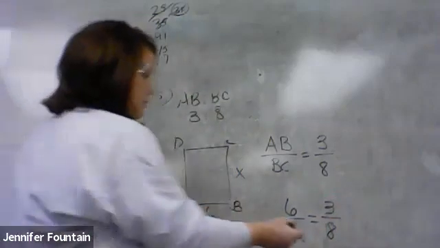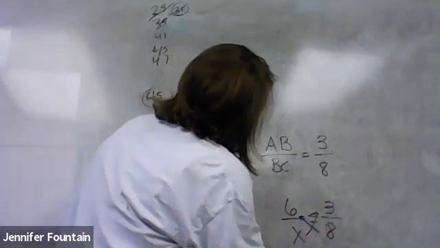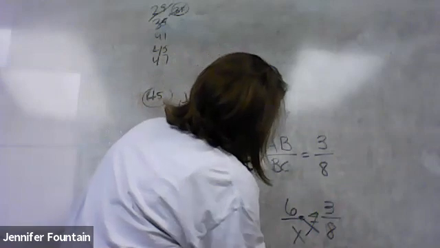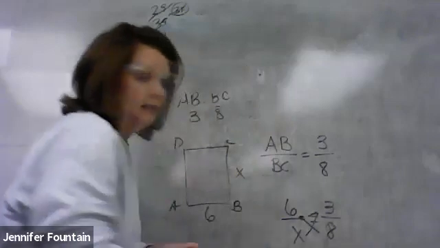So now what do we do? Cross multiply. So I have 3x is equal to 48. Divide by 3, and x is equal to 16.